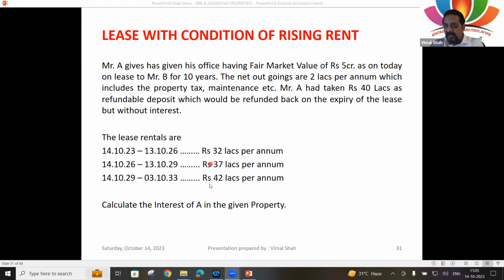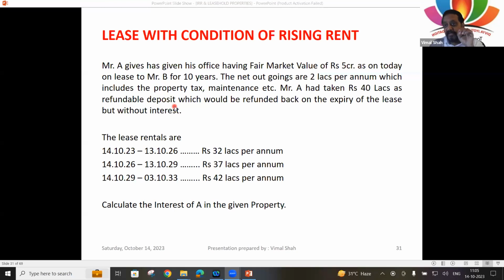He can get the rent for 10 years. Am I right? He can get the rent for 10 years. After 10 years, he can get back the property, so there will be reversionary value of the property. And also he has taken 40 lakhs as the refundable deposit, which is going to be refunded after 10 years. So he can use this 40 lakhs for 10 years.